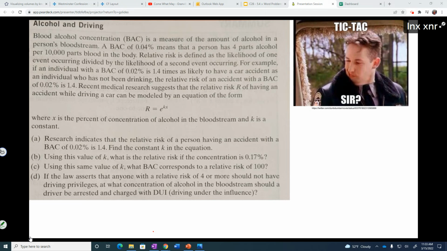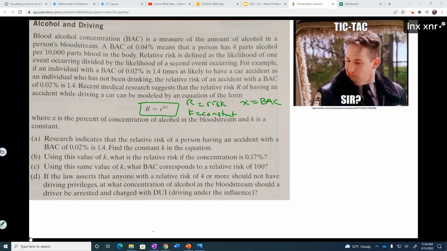Right? And here's the equation that models it. R equals e to the kx. This is just saying the risk equals e to some constant, and then the x represents the blood alcohol content. So R equals the risk. E is just e. K is going to be some constant that we're going to actually solve for. Constant is just a number. And then x represents the BAC percent. So that's going to be our equation. And x is the percent concentration of alcohol in the bloodstream, and K is the constant.